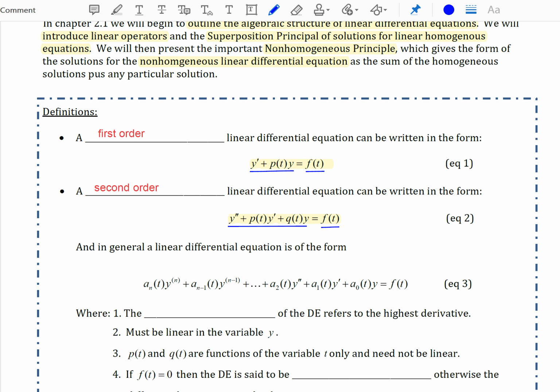In general, a linear differential equation is of this form. I won't read all of this out, but it could have many terms. All of the terms containing a y are going to be on the left-hand side, and each of the terms could have its own coefficient. And then again, all of the terms that do not contain a y are on the right-hand side. In our class, we are going to be focusing on first-order and second-order linear differential equations, so ones that look like the first two types.